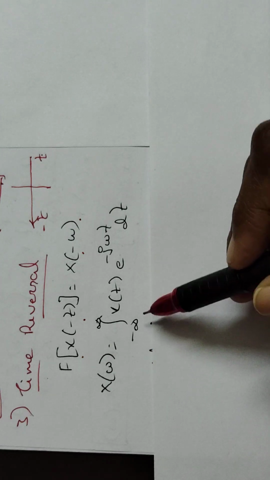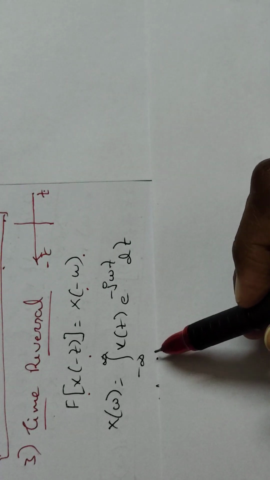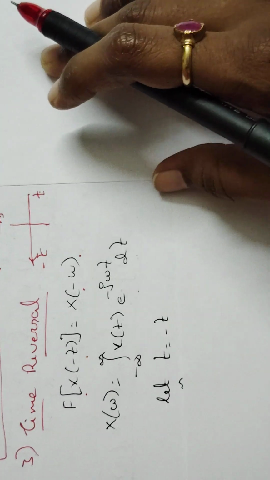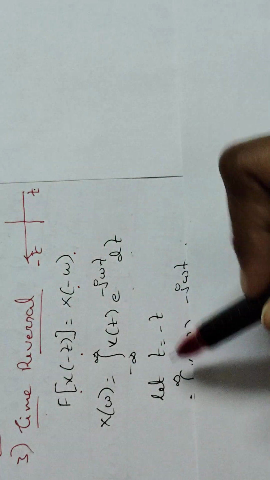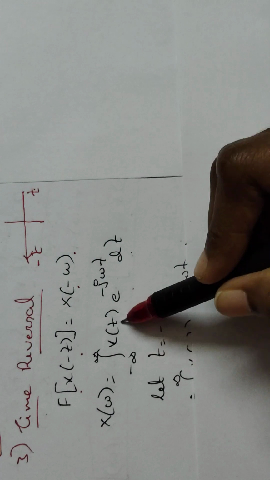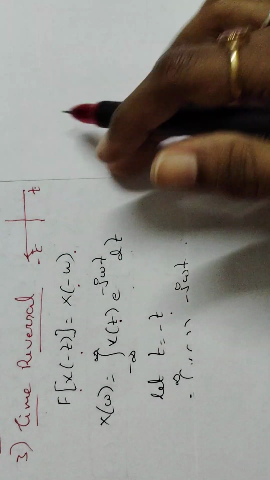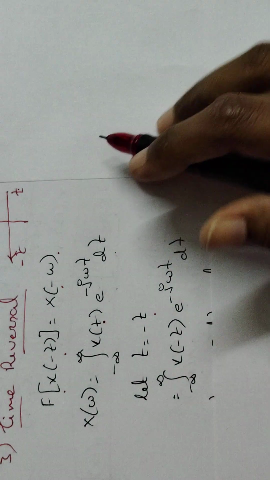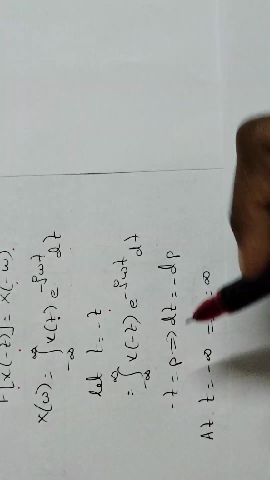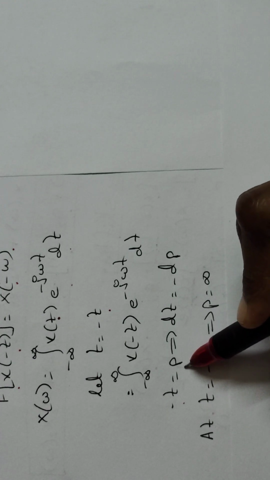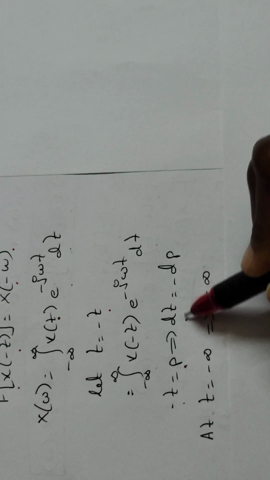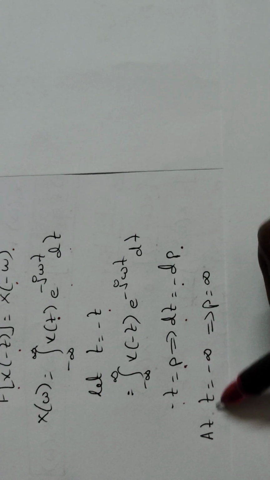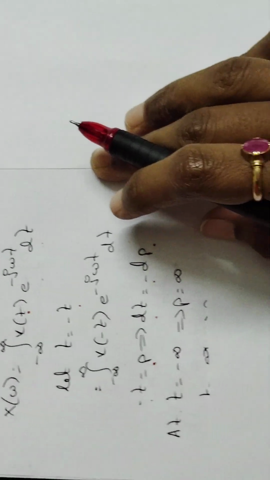That is X(ω) = ∫ from −∞ to ∞ of x(t) e^(−jωt) dt. Now let us take t = −t. So in place of t, you have to substitute −t value. Now x(−t) e^(−jωt) dt. Now let −t = p, then dt is equal to what? −dp.